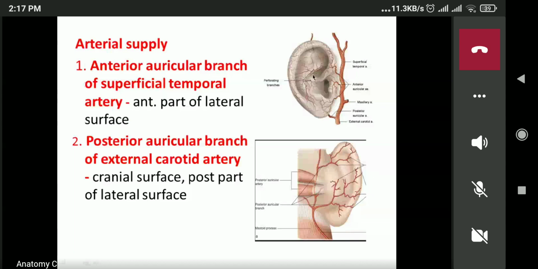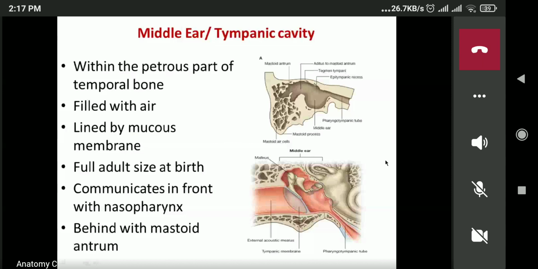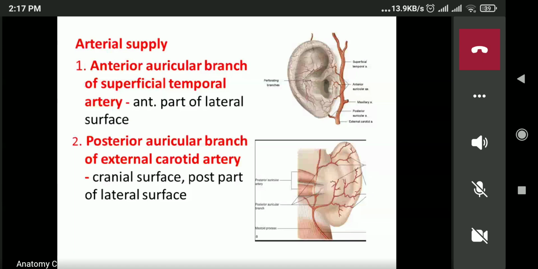Okay, so this completes the external ear. Now come to the middle ear. In the external ear, what you should know is the surface, the auricle, and its different parts: the concha, the tragus, and the lobule, where the ear is usually pierced. This lobule contains fat and fibrofatty tissue, and the rest of the part has elastic cartilage. Then you should know the nerve supply and the artery supply.